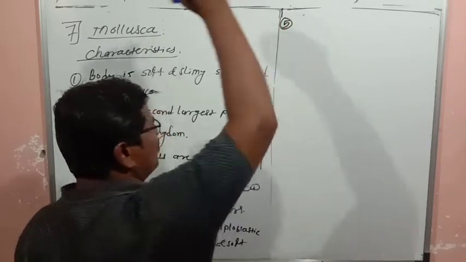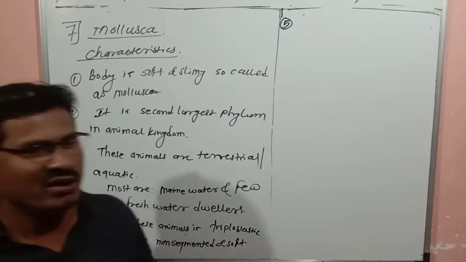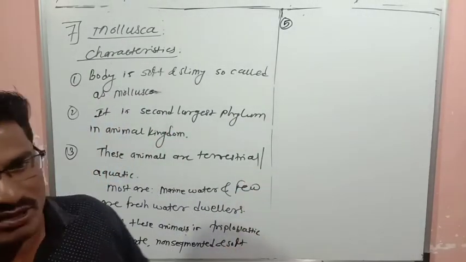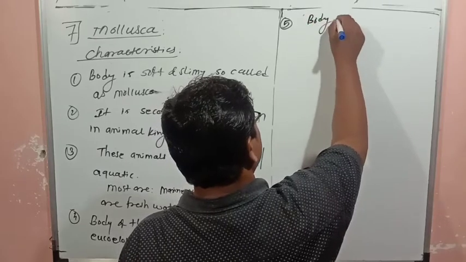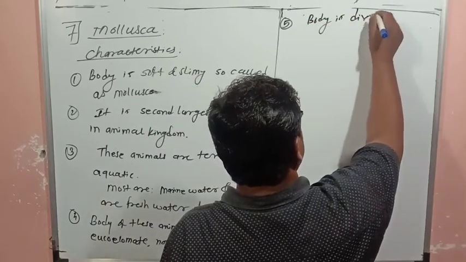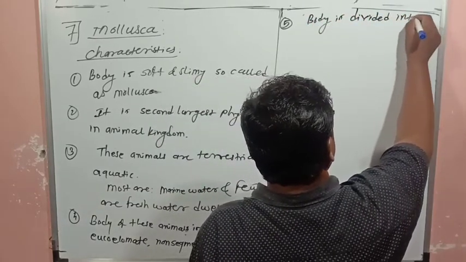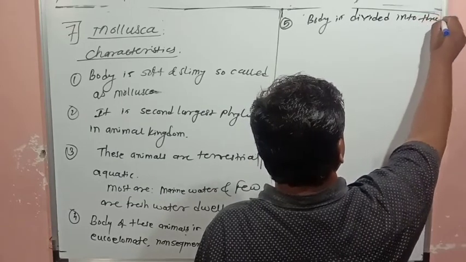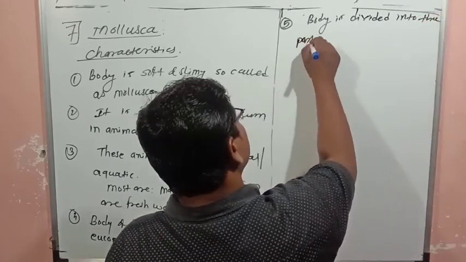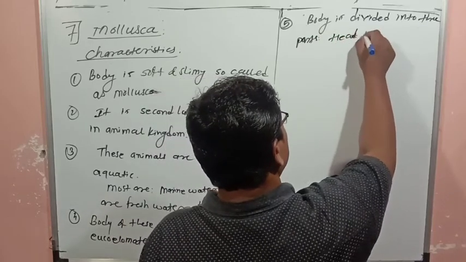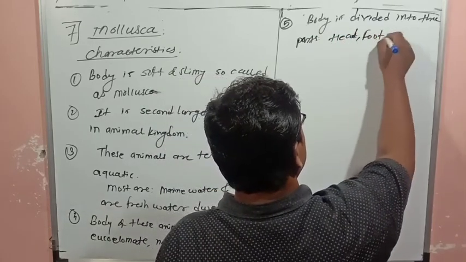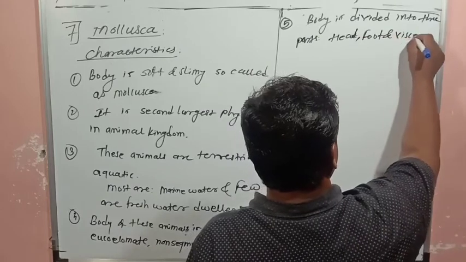So the fifth point is that the body is divided into three parts. Which three parts are there? Head, foot, and visceral mass.